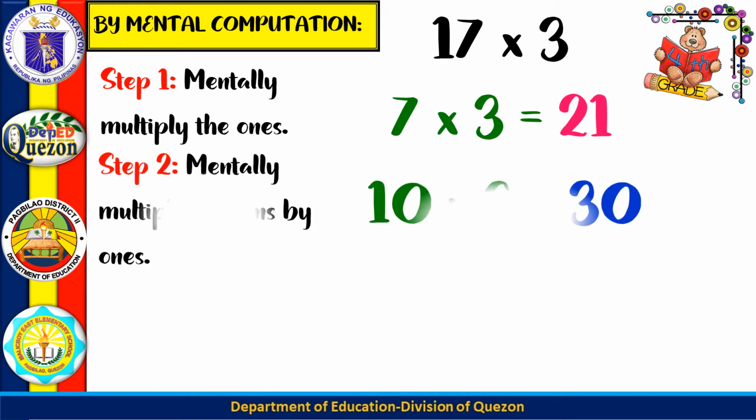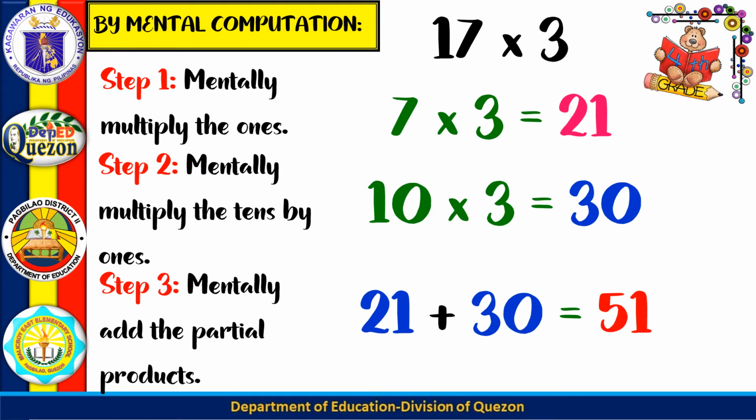Second step, mentally multiply the tens by ones. So, the tens here is 10, because the 7 is already in the ones that you multiplied earlier. So, 10 times 3 equals 30. Now, let us proceed to step 3. Mentally add the partial products. Add your first product and your second product. So, 21 plus 30 is equals to 51.